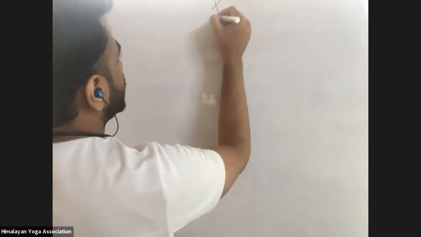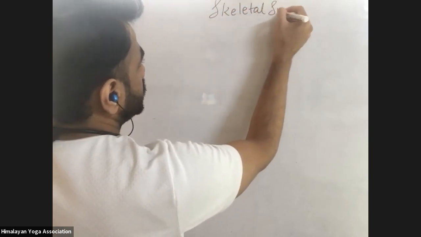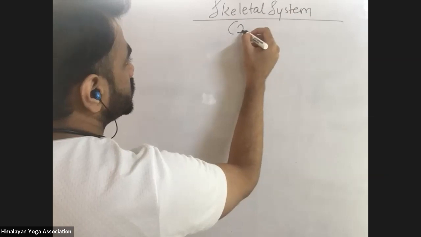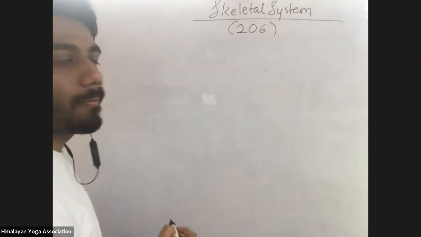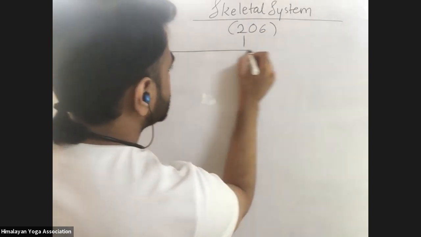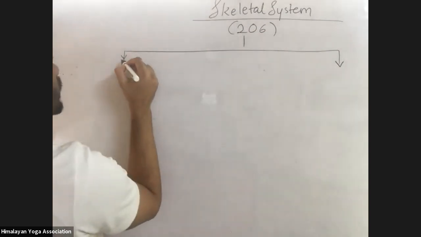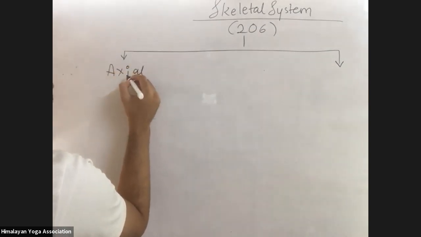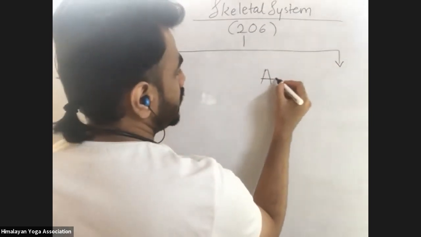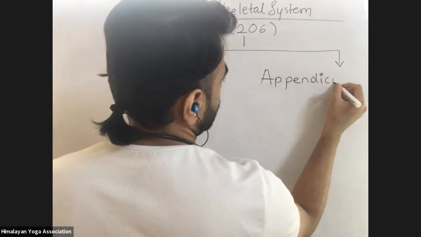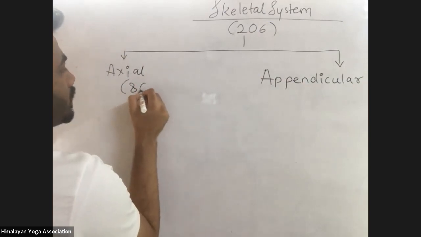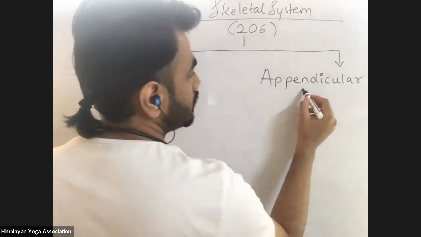So the flow chart of the skeletal system, which we have done, right over here, I will write the skeletal system made up of the bones. That means there are 206 bones in our skeletal system. This skeletal system is divided into two types. The first one here is known as axial skeletal. And the second one here, I will write appendicular skeletal. The bones in the axial skeleton are 80. The bones in the appendicular are 126.